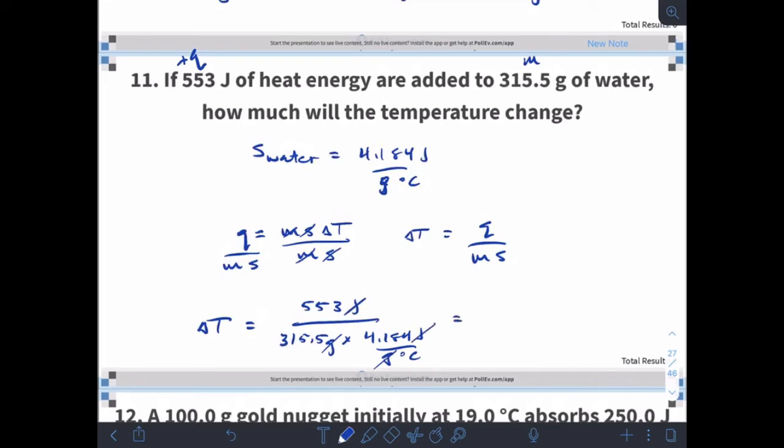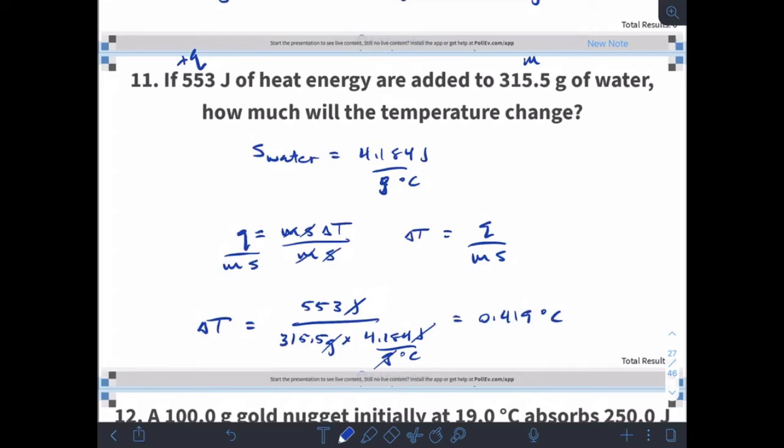We'll find that it comes out to be 0.419 degrees Celsius. Good old water. That's a whole lot of heat energy to pump into that water, and it only changed by half a degree Celsius. Thank you very much.